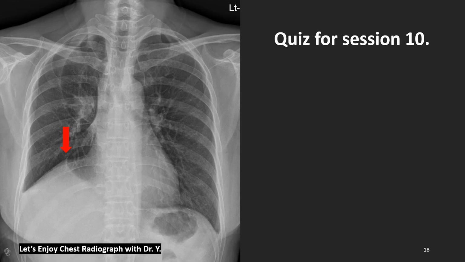This is the quiz for the next session, session 10. What is the name of that arrow?